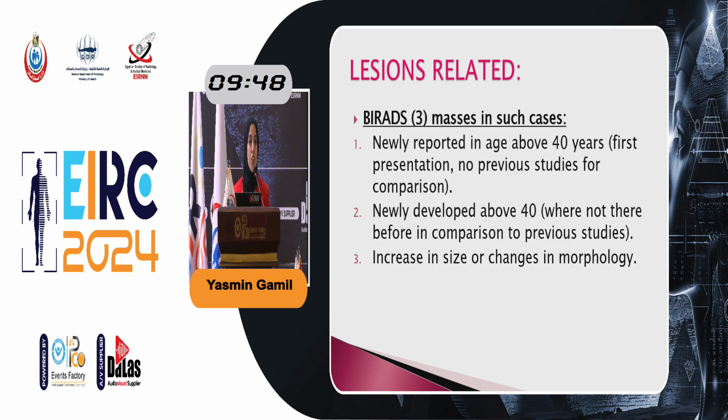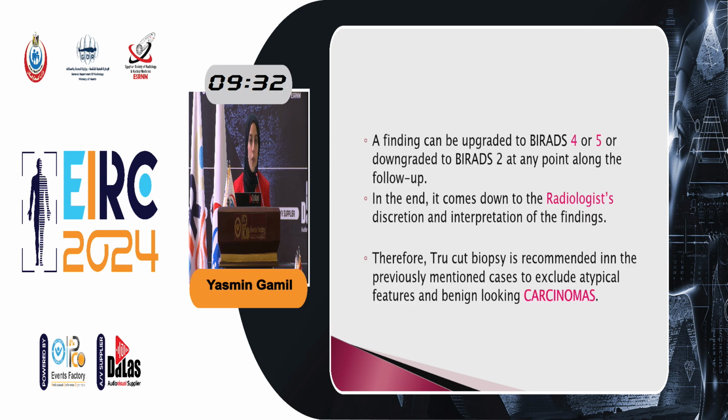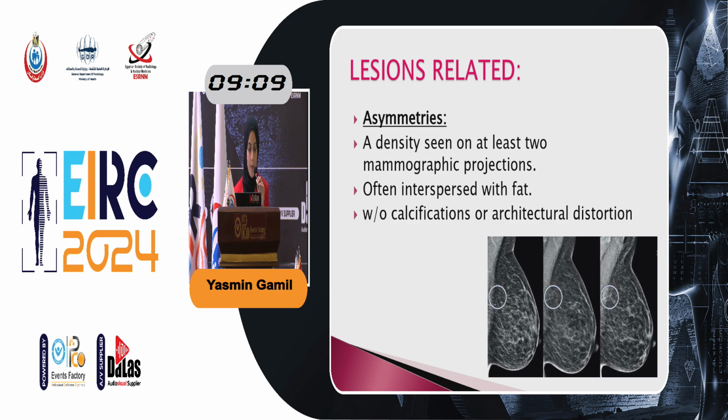BI-RADS 3 masses in such cases, like newly reported in age above 40 years, first presentation, no previous studies for comparison, or newly developed above 40, were not there before in comparison to previous studies, or increase in size or changes in morphology. A finding can be upgraded to BI-RADS 4 or 5, or downgraded to BI-RADS 2 at any point along the follow-up. In the end, it comes down to the radiologist's interpretation of the findings. Therefore, true-cut biopsy is recommended in the previously mentioned cases to exclude atypical features and benign-looking carcinomas.